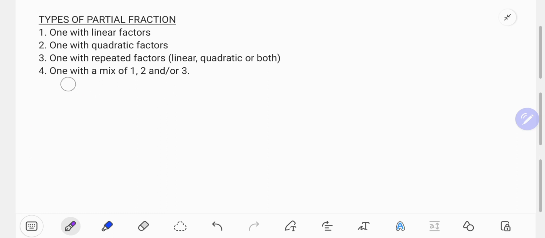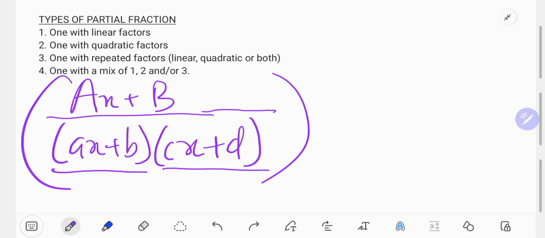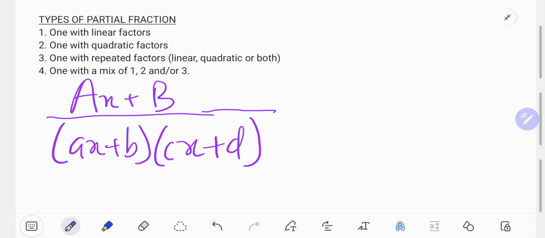Okay, so let's start with the general form. If you have any fraction in this form, the linear factors I'm talking about are always in the denominator part. The numerator has nothing to do with it. Now if you have a fraction like this and you want to resolve it into partial fractions, it is always of the form.